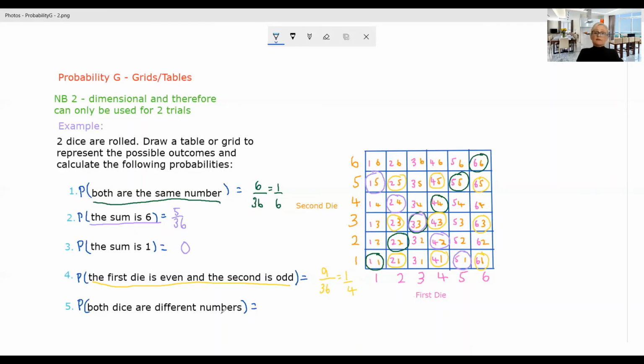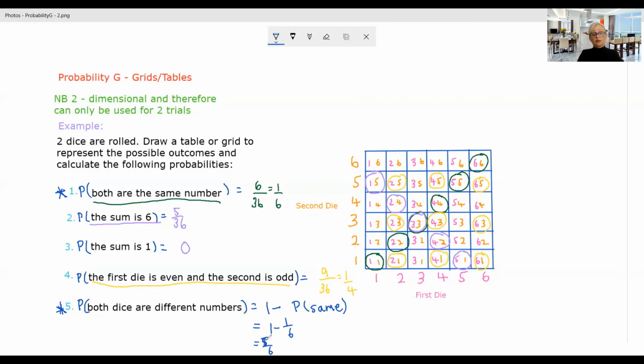Okay, both dice different numbers. Now, you can choose a colour for this and do this, but this is a bit like our previous video. We've already worked out the probability that they're both the same number. What do you notice about being both the same number or being different numbers? They are complementary events. They're either both the same number or they're different. So I would actually just do this as 1 minus the probability they're the same. And we've already worked that out in the first question. So it will be 5 on 6.